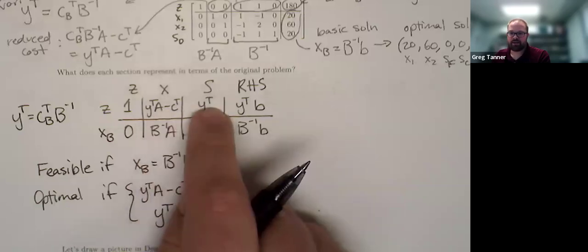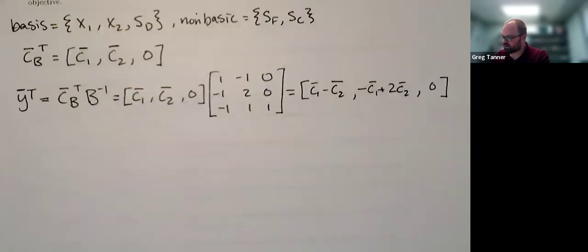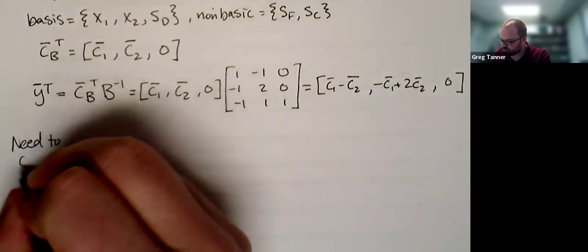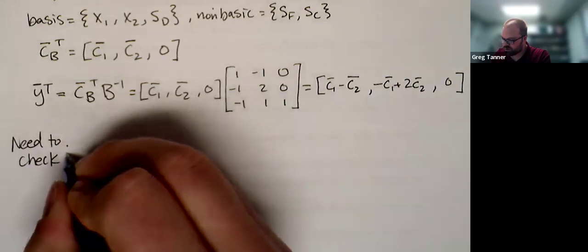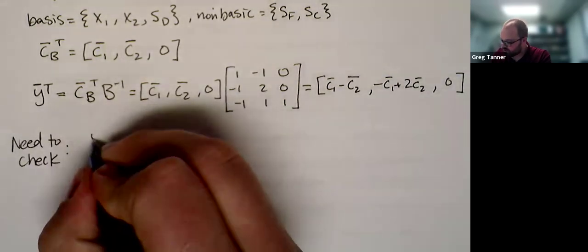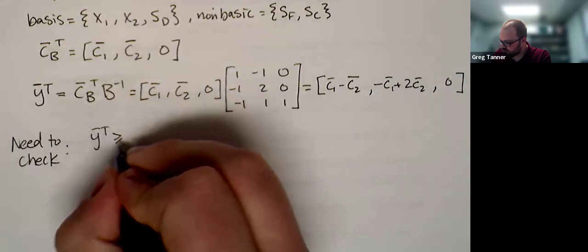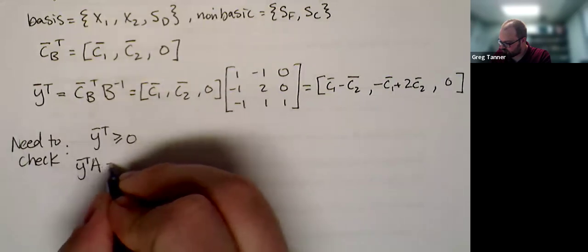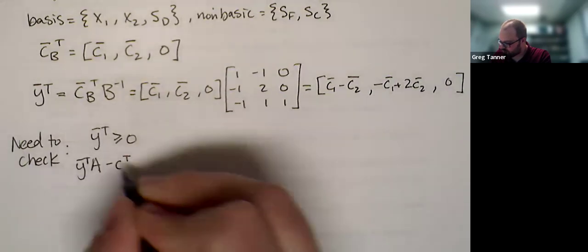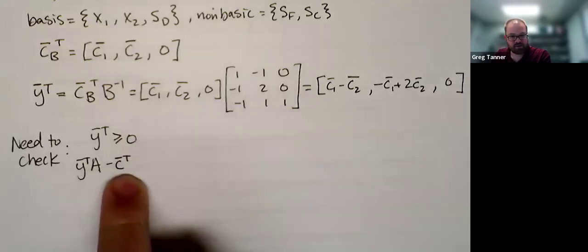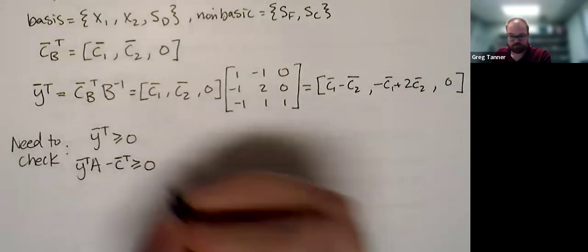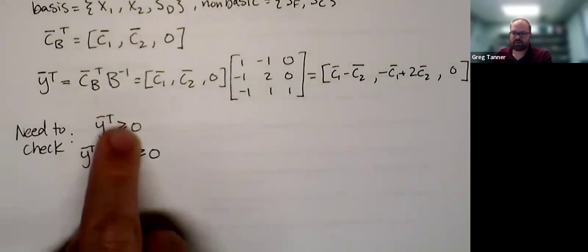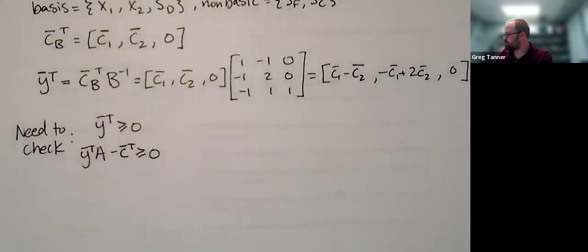Let's write down our optimality conditions, and those are going to be what we need to check. We need to check that it's still optimal. So we need to check that Y transpose is greater than or equal to 0, and that the reduced cost Y transpose A minus C transpose, and I'll maybe put a bar on that one too because those C values have changed, is greater than or equal to 0. These are essentially all the dual constraints. We need to check all the dual constraints because that will give us primal optimality.